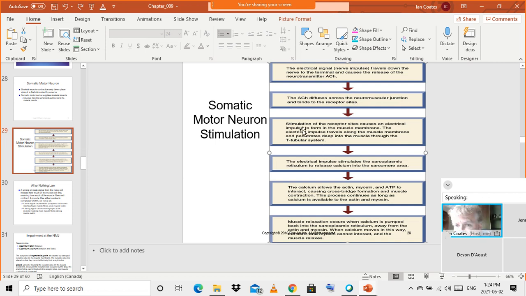The stimulation of the receptor sites causes an electrical impulse to form in the muscle membrane. So what has gone on? The message travels down, which causes acetylcholine to be transmitted across the junction. The acetylcholine goes across and actually touches the muscle. And when the acetylcholine does this, it causes the muscle to contract, okay?